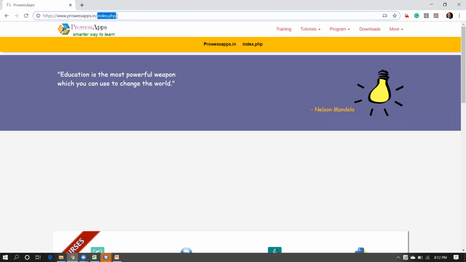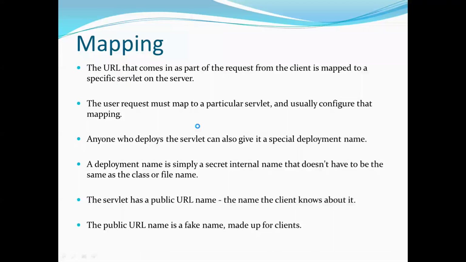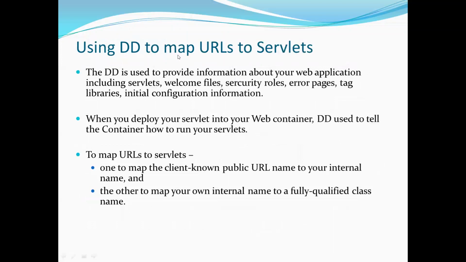It is not mandatory in the case of advanced Java that it is the same as your class name. This is the public URL. It is a fake URL. So you can write any URL for the class. Using the deployment descriptor to map the URL to the servlet, and we have already seen the DD is used to provide information about your web application, including the servlets, welcome file, security role, error page, tags, libraries, and initial configuration information. So there are so many things that you can write in your deployment descriptor.